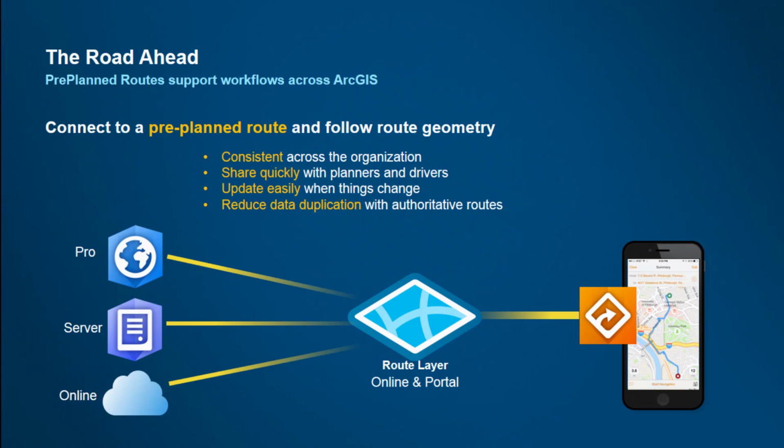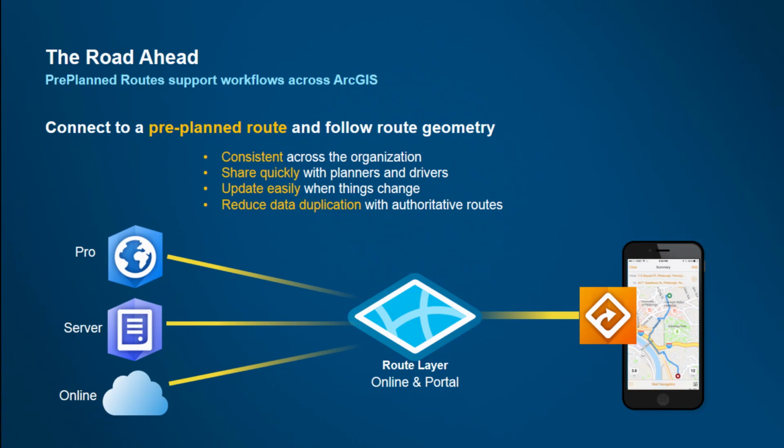So what's next for Navigator? Pre-planned routes. So what is a pre-planned route? Basically, today you can create routes using Network Analyst and our ArcGIS Online services and Runtime. You can create routes everywhere across the platform. But what is the real mechanism to share that pre-planned route made in the office with that field user, basically operationalizing the route? That's essentially the goal of pre-planned routes.